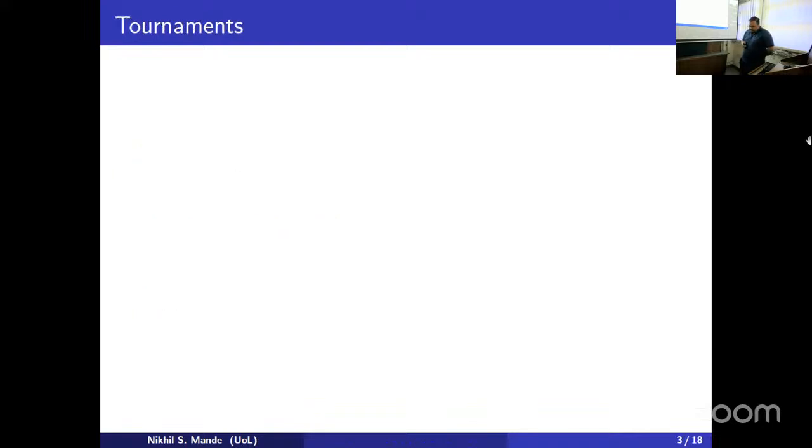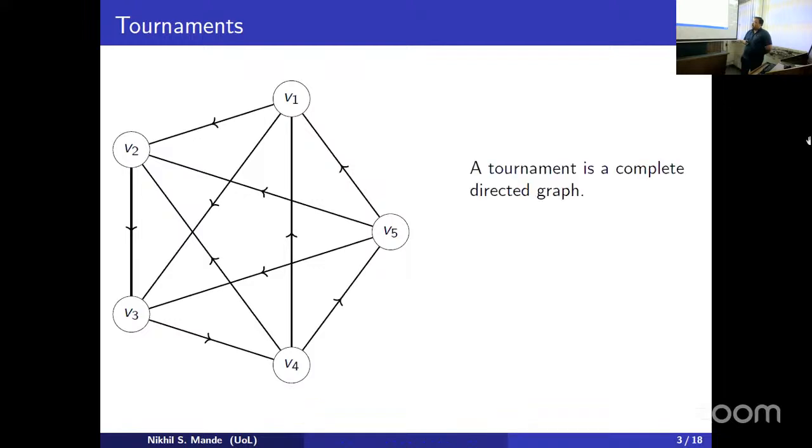All right, so to begin with, what are tournaments? So a tournament is a complete directed graph. So that means you have a graph on n vertices. In this case, n is 5. And there's a direction between each pair of vertices. So you have a complete graph on n vertices and a direction between each pair.